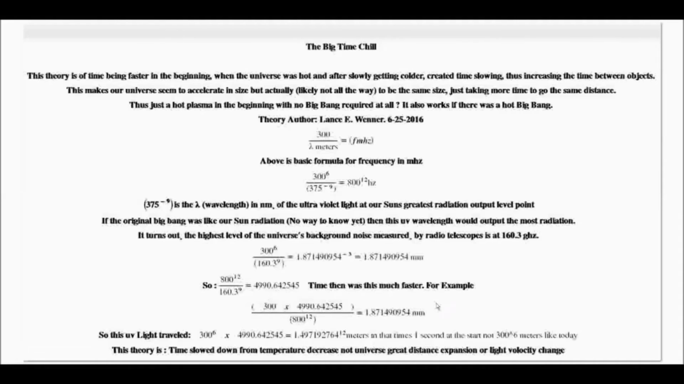In other words, light was actually moving that much faster. But it wasn't light moving, I'm sorry, it was time moving that much faster. See, I keep doing the same thing. So here we show it again. This actually confirms it and backs out the calculation. In 1 second, light today travels 300 million meters. Back then, light traveled 1.497, etc. million megameters in the same 1 second, because of the temperature decrease and the expansion of time.